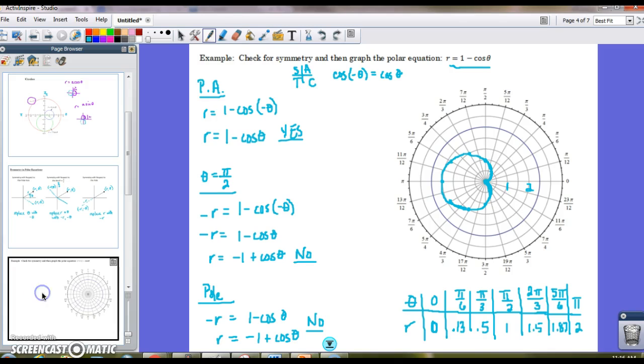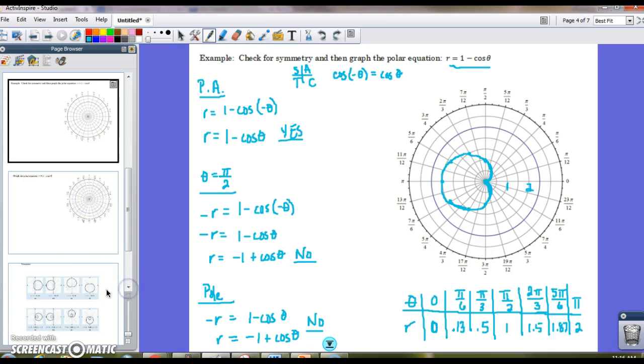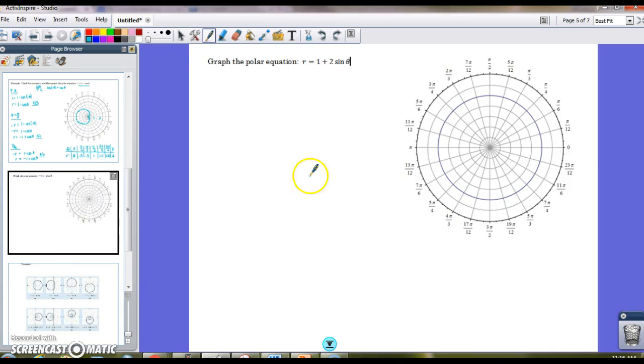For the next one, what I would like you to do is pause the video, check the symmetry on your own, see what you come up with, and then you can start the video and I'll have the answers posted here.